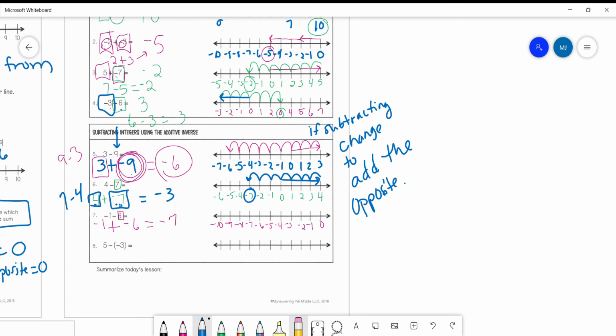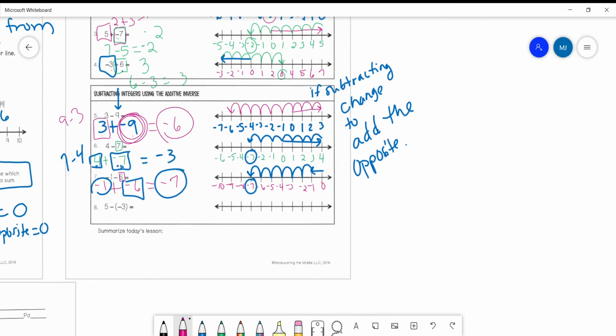The first number we need to model is negative 1. So 0 to negative 1. The second number we need to model is another negative 6. So still going to the left, 6 more units. 1, 2, 3, 4, 5, and 6. And then there's our answer, which was negative 7.